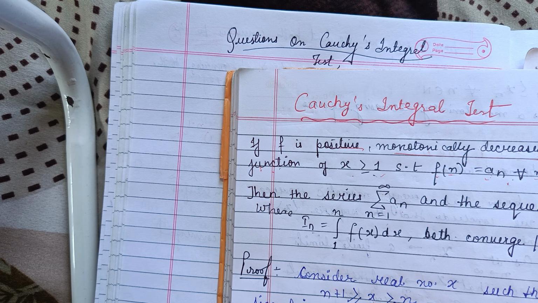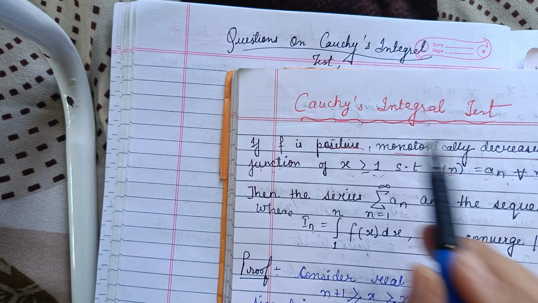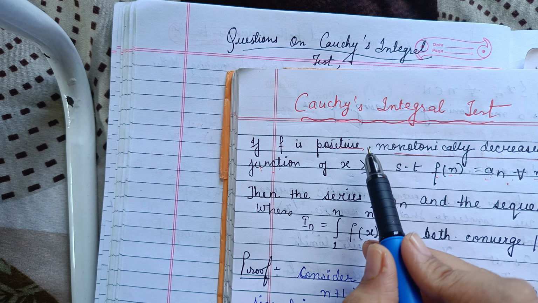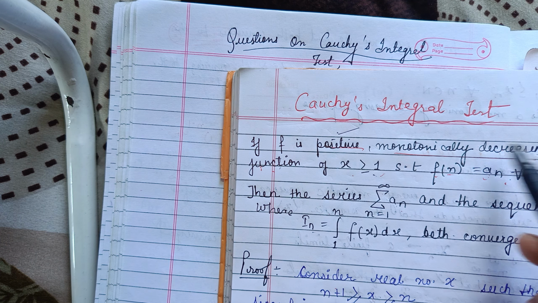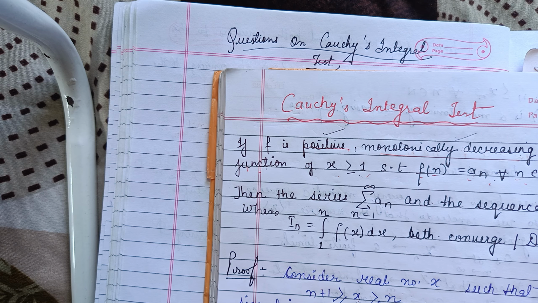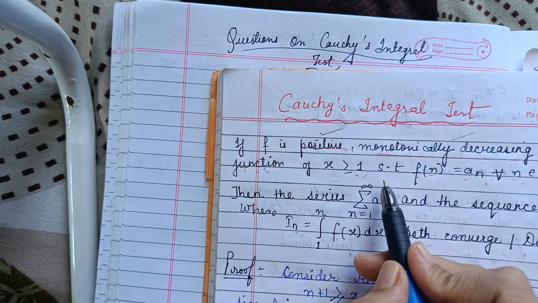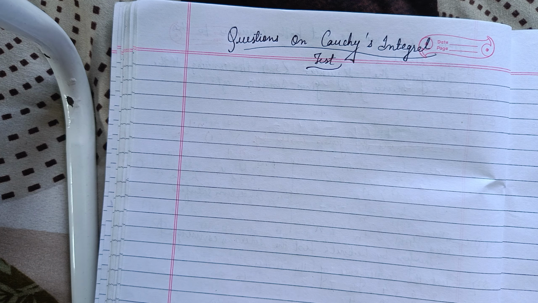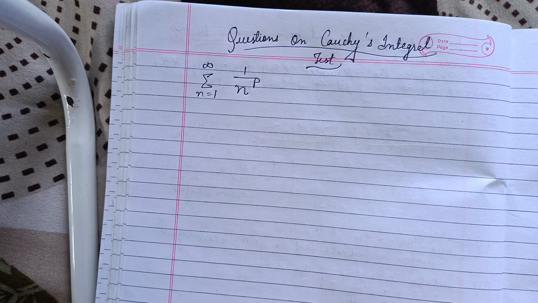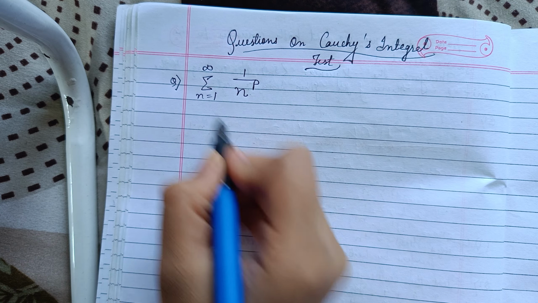So for this we require a function. तीन चीज़ें satisfy करनी चाहिए for this. एक positive होना चाहिए, monotonically decreasing होना चाहिए और integrable function होना चाहिए. तो let us suppose, take an example. So this is the question.